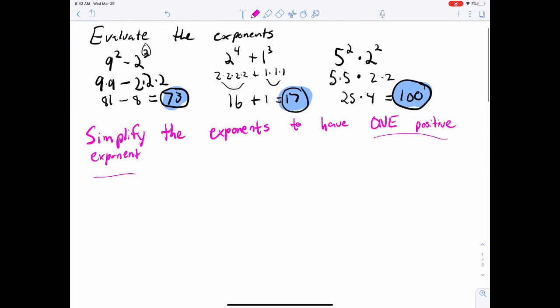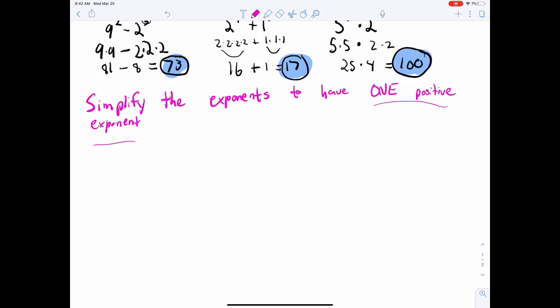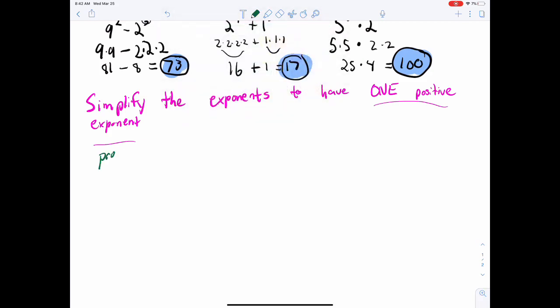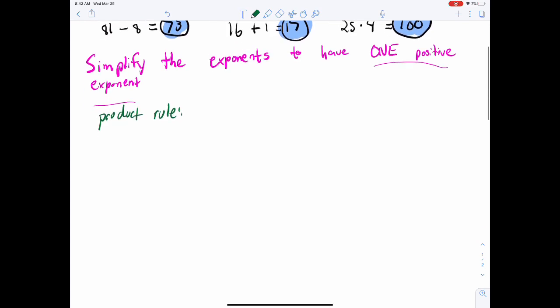So here's 2 rules that we really just got to know. The first rule is called the product rule. And all that says is if you have, say, like 5 to the third power times 5 to the seventh power, that equals, it's the same thing as 5 to the, add your exponents, 5 to the 10th. All you do is add your exponents. That's how you do it.